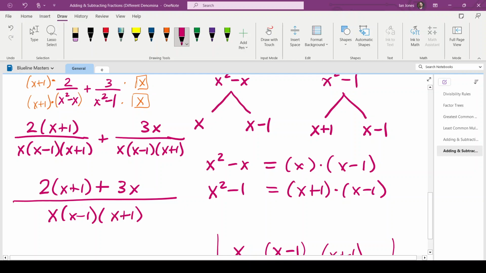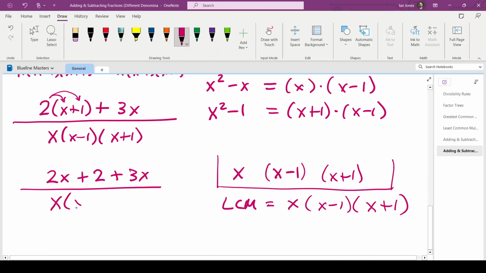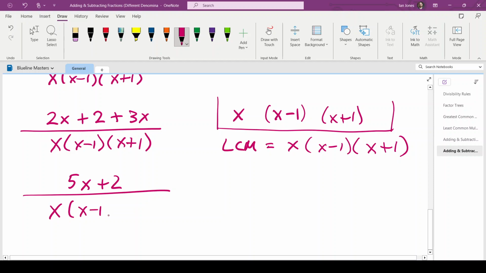Okay? And here there's a little simplification that we can do. I can use the distributive property here. Some people like to call that rainbow or fly fishing, other things, but it's the distributive property. So I go 2 times x is 2x, plus 2 times 1 is 2, plus this here, I still have 3x over x times x minus 1 times x plus 1. And then I can collect like terms. So I have 2x, 2 groups of x, plus 3 groups of x, that's 5 groups of x total, plus 2 over x, x minus 1, x plus 1. Okay, and that's a fine answer right there.